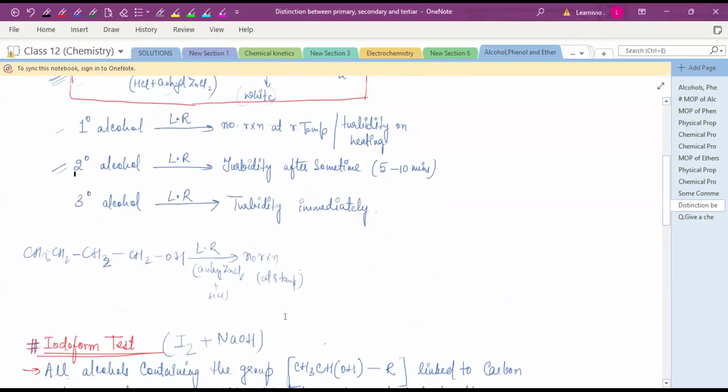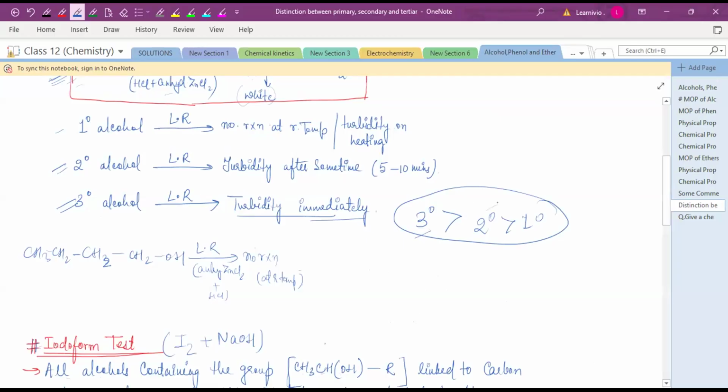Similarly, tertiary alcohol on treatment with Lucas reagent, there will be a turbidity immediately. Immediately, the turbidity will occur. Now, why is this so? Because you know very well, tertiary alcohol is more reactive than your secondary one, than your primary one. So that is the reason. Tertiary alcohol is more reactive. Why? Due to the formation of tertiary carbocation, which is more reactive and very stable. So that's why when you add the Lucas reagent, immediately the reaction happens and the turbidity comes.